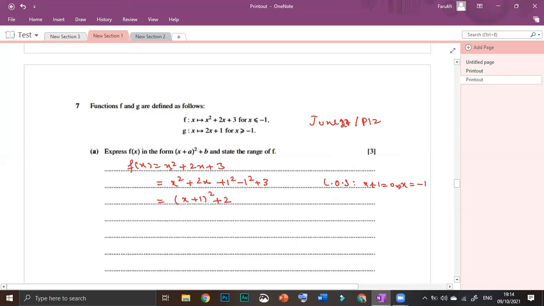Now, A is positive. The shape is a smiley. A is 1 and positive, and this curve has a minimum point. Minimum value of y is, this one is the minimum value of y, 2.